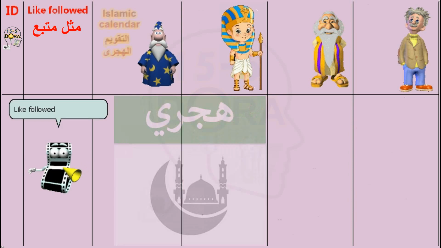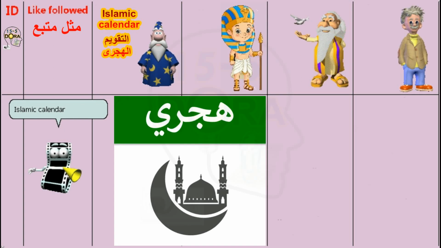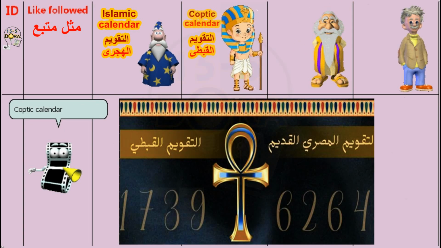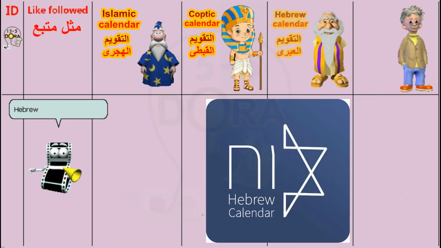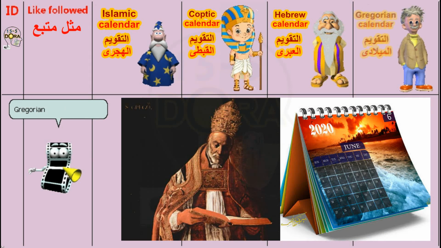Calendars followed: the Islamic calendar, the Coptic calendar, the Hebrew calendar, the Gregorian calendar.